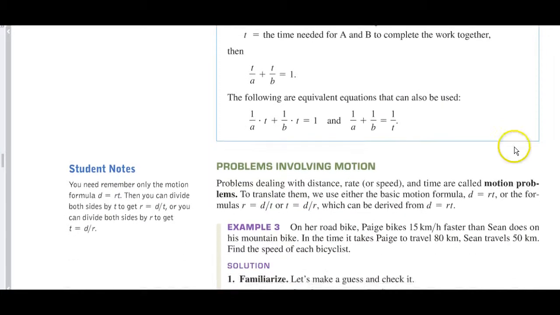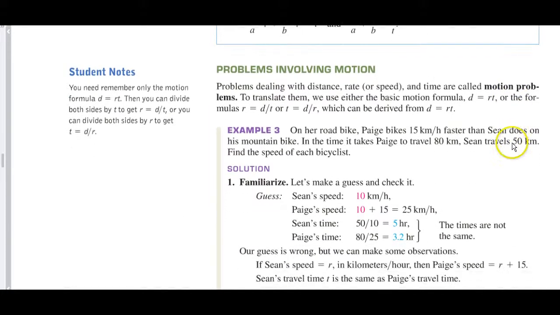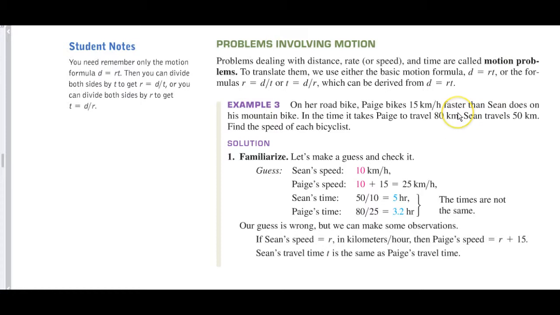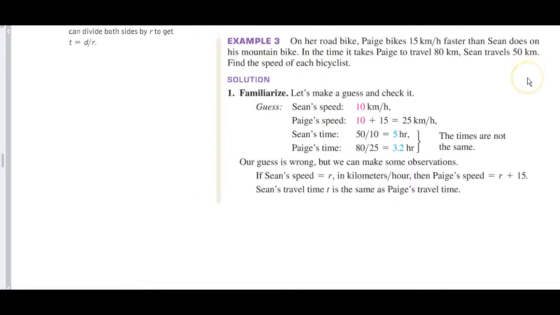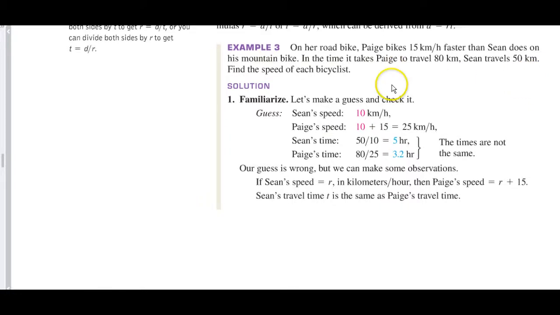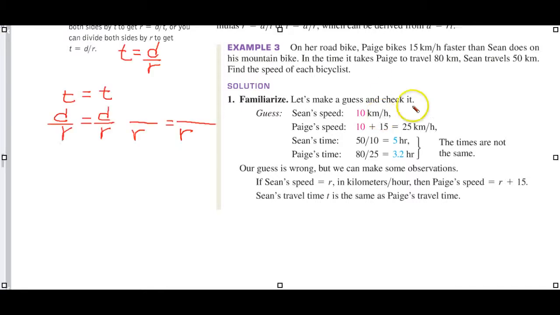Okay, we're now going on to motion problems, and we did a little bit of this in our other course. Here we're talking about distance equals rate times time, and we could also solve it for rate, and we can solve it for time. So part of it is to realize what's going on. So I'll pause, set it up, and give you my best shot at it.